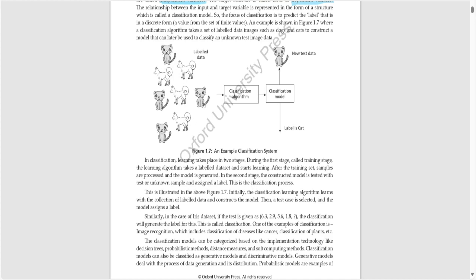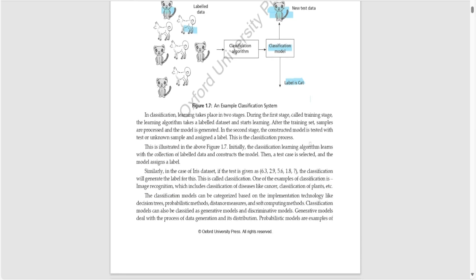So suppose these are the data. This is a cat and this is a dog, as we know. According to this labeled data, the machine will generate a model by classifying this data. After generating the model, this is the test data, which is a cat. The classification model will search for this image. Okay, this is the image of a cat. Now it will take this image and give a label, cat. The output will be cat. So this is how classification works.